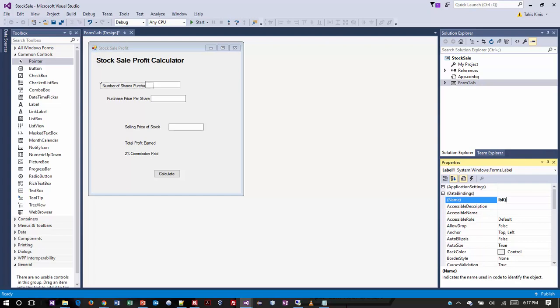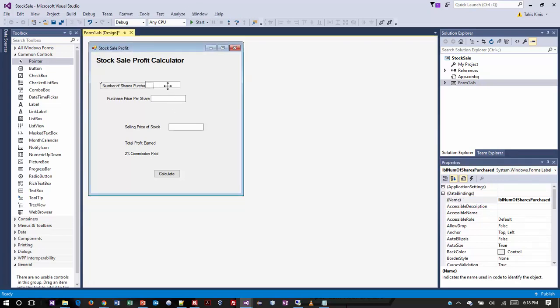And I might do something like QTY, or maybe I'll do NUM, NUM of shares purchased. I know that's a long name, but it is kind of a thing that they're pushing out in the coding world these days. Be verbose with the name of the objects and the variables so that when you look at your code, you can understand what you're looking at. If it makes sense to you, that's great. But I would prefer you get into that habit.